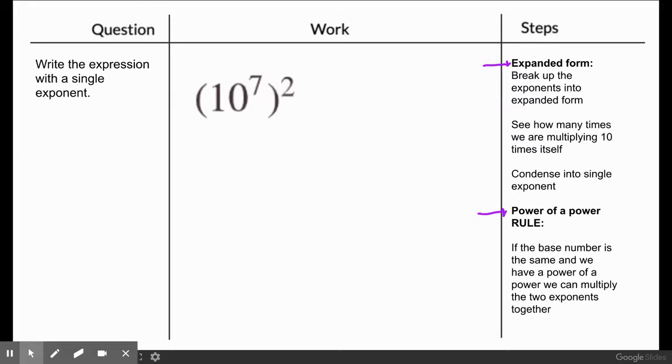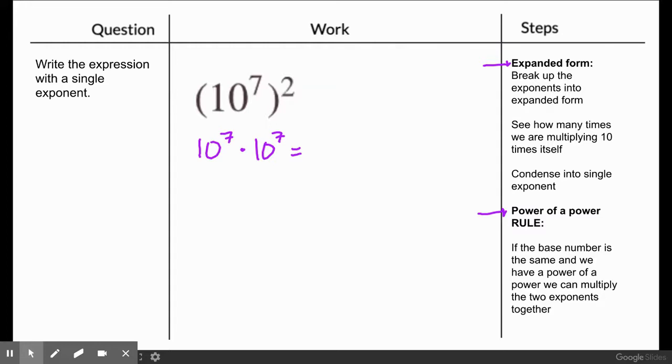So expanded form here tells us we have 10 to the power of 7 to the power of 2, which means we're multiplying 10 to the power of 7 by itself. So we can see here we're breaking this up, and now it looks like we're multiplying a power here. Now, again, we have another rule for this, so we'll talk about that in just a second.